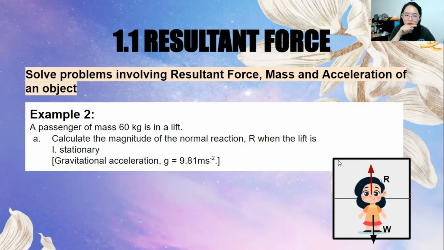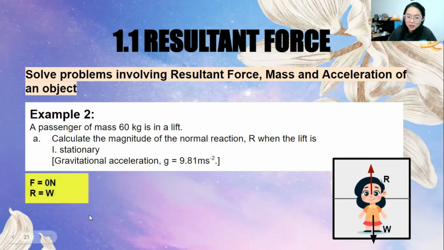Here, I'm going to calculate the magnitude of the normal reaction R when the lift is stationary. So here's the situation. When the lift is stationary, it means that your R is equal to W. Remember, when the object is on a normal plane, my R is equal to W. My resultant force, FR, represents the resultant force. Why? Because the lift is not moving, so there is no resultant force.